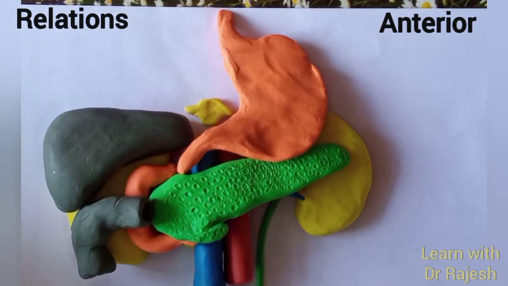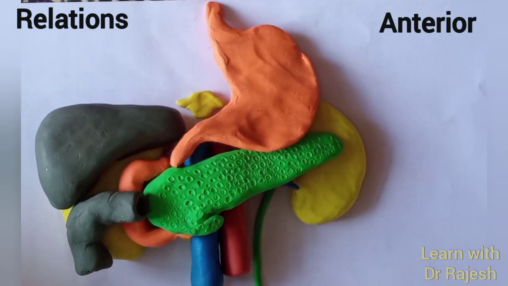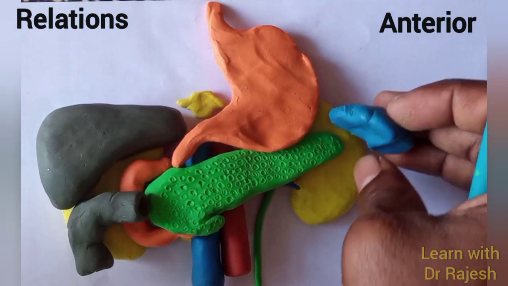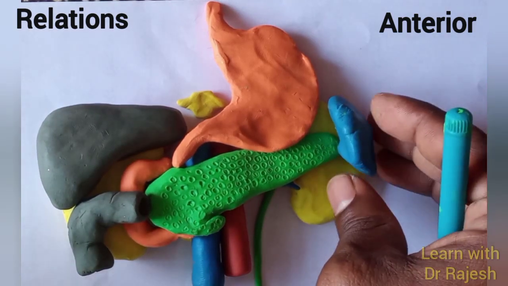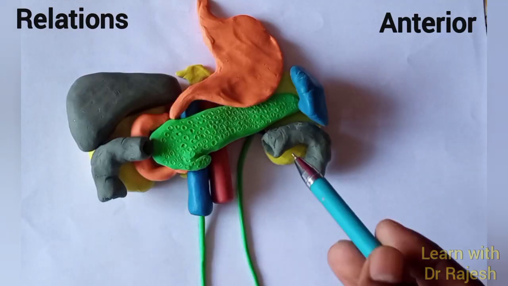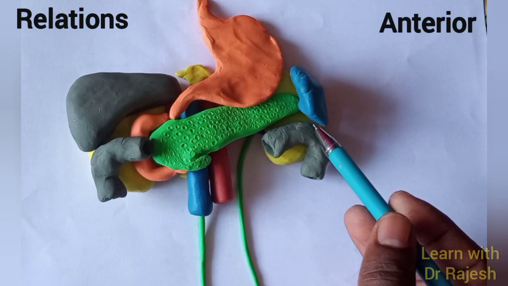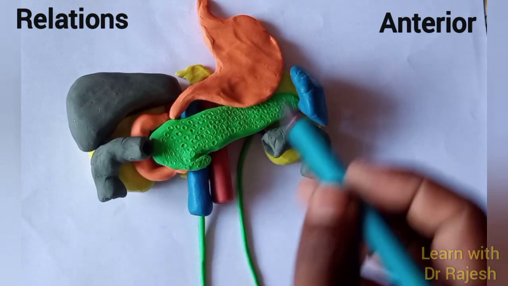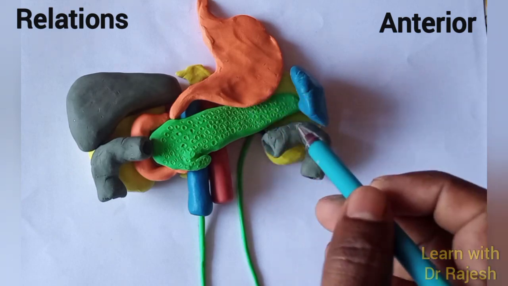Then we have the spleen, which is attached or related to the tail of the pancreas here, and we have the transverse colon with the splenic flexure of the colon. Okay, now let's see the relations of the left kidney.